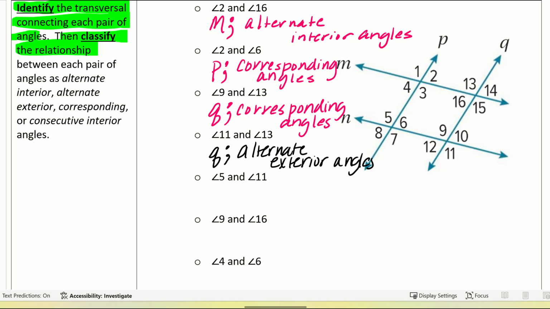Okay, 5 and 11. So again, I'm going to mark 5 and here's 11. Kind of hard. I sort of have to turn my paper on this one, but it does appear that this is the transversal that is cutting these two lines. So it's cutting P and Q. N appears to be the transversal. And these also appear as alternate exterior angles because they are on the exterior of P and Q.